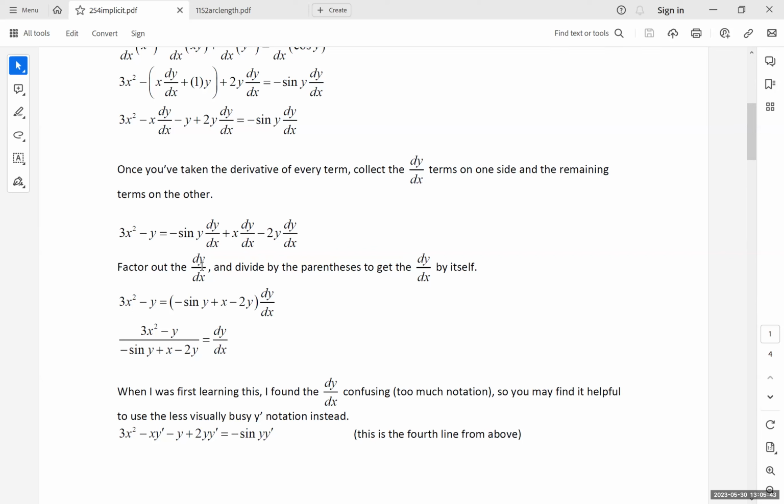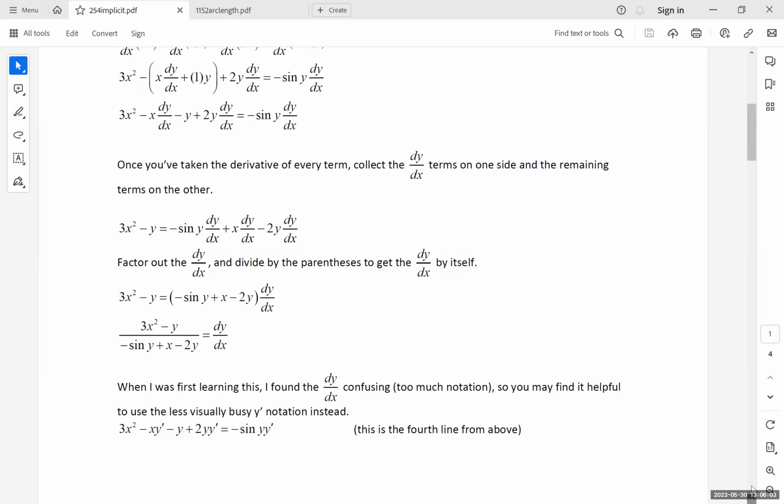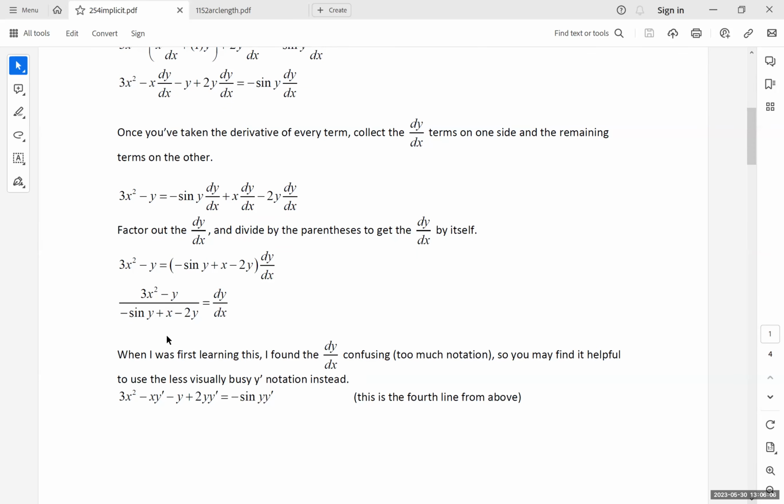And so now we're going to factor out the dy/dx so that I have this parentheses just in terms of x and y. And then to get the dy/dx by itself, I'm going to divide out that parentheses to the other side of the equation. And so that's what I get here.